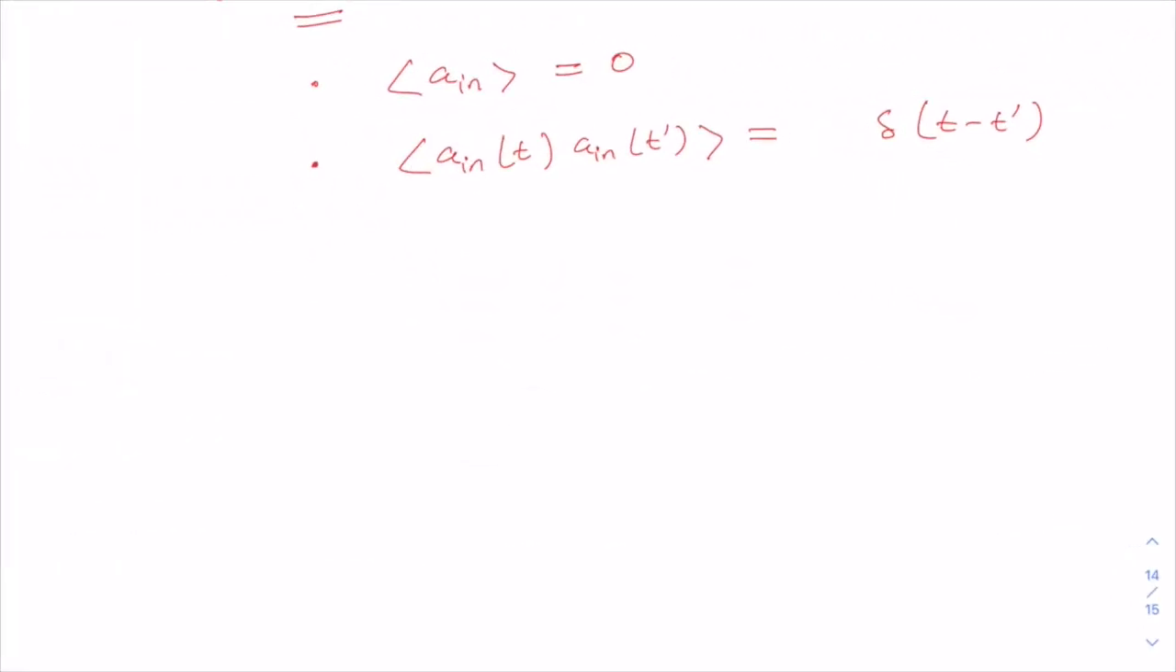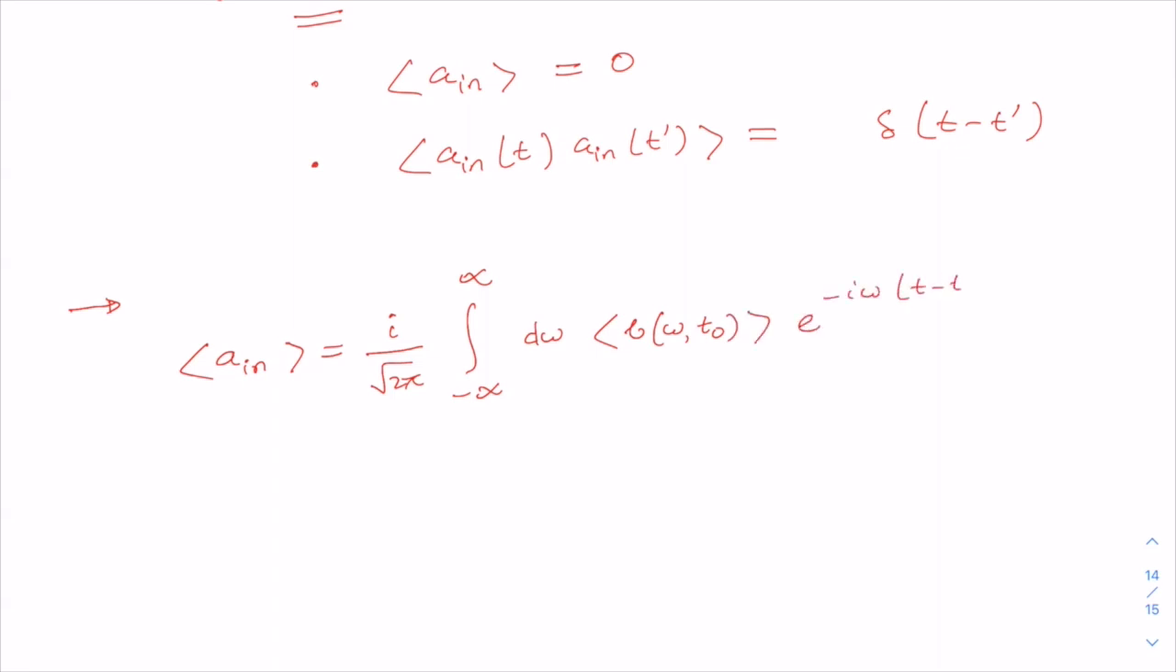So let us actually prove it. If we assume that the bath is a thermal state, then we can write the expectation value of A in equal to i by square root of 2 pi, integration minus infinity to plus infinity d omega, the expectation value of this annihilation operator, e to the power minus i omega (t minus t zero). Now it is very clear, and actually obvious, that since the annihilation and creation operators have no diagonal elements, this is going to give us simply zero. So the expectation value of this Langevin noise is zero.